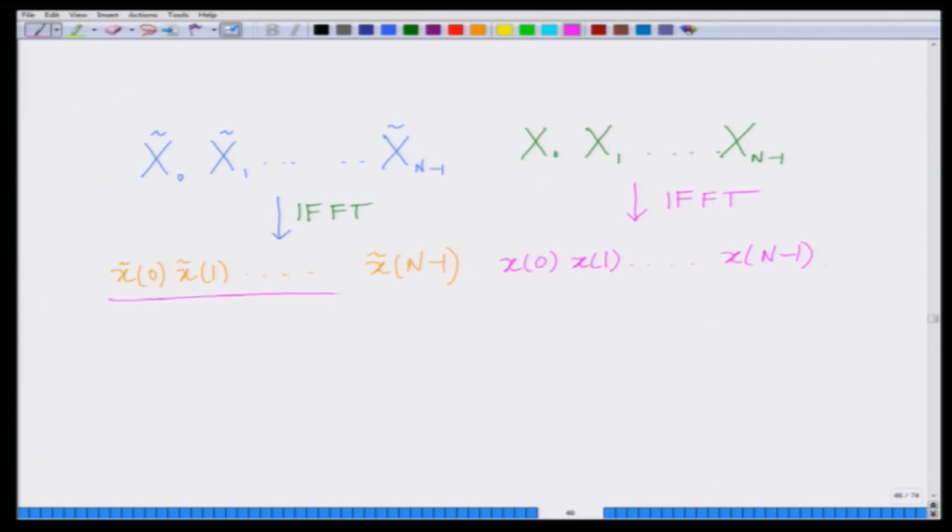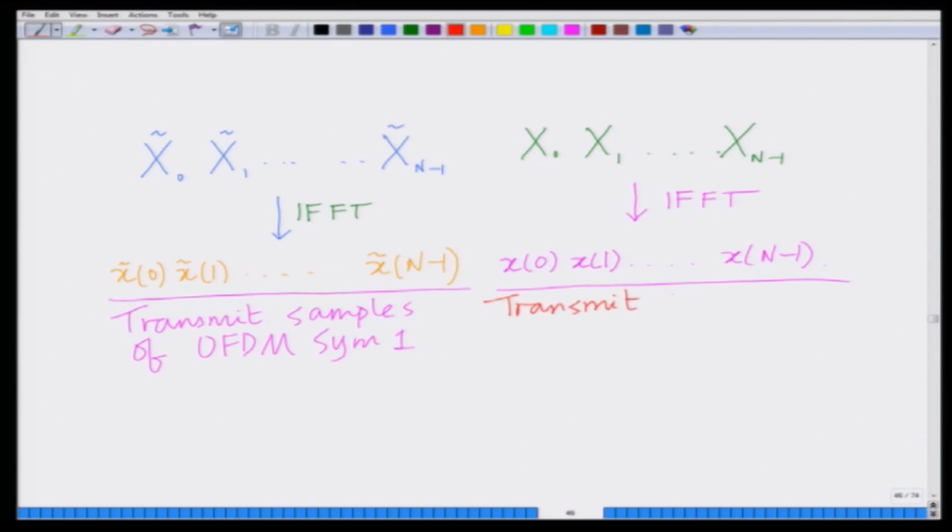So, these are the transmitted samples corresponding to the first OFDM symbol, the transmit samples of OFDM symbol 1, and these are the transmit samples of OFDM symbol 2. So, what do we have? What we are saying is, let us consider two consecutive OFDM symbols.